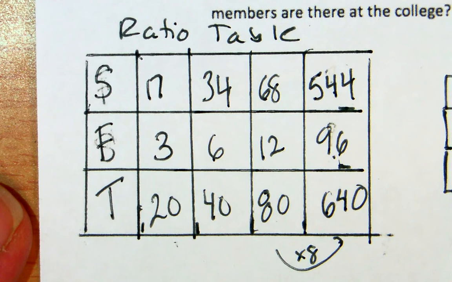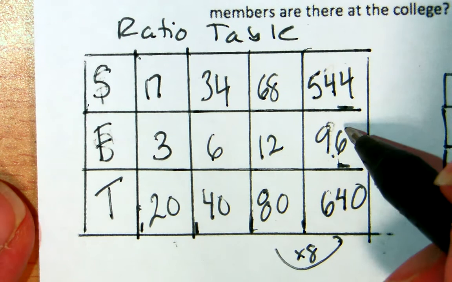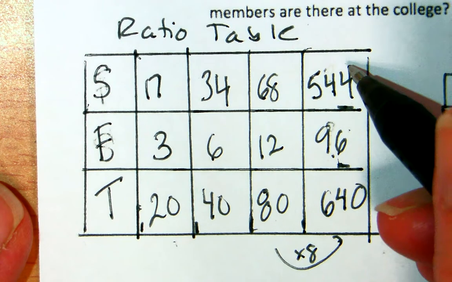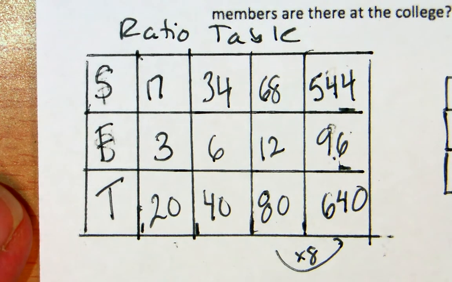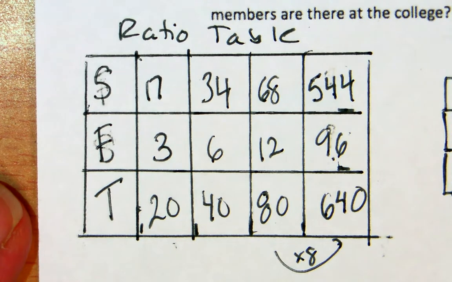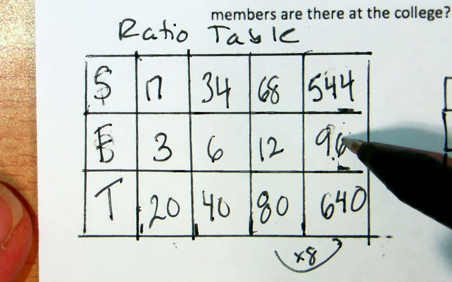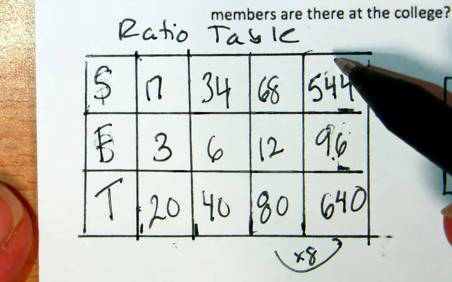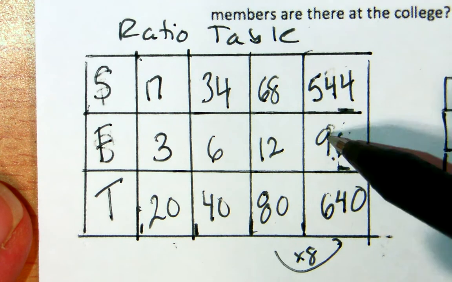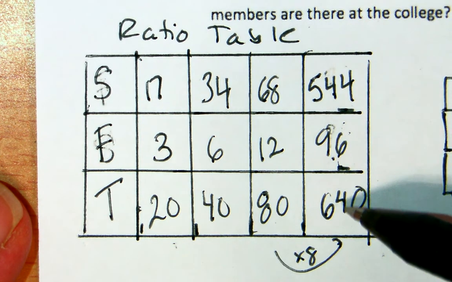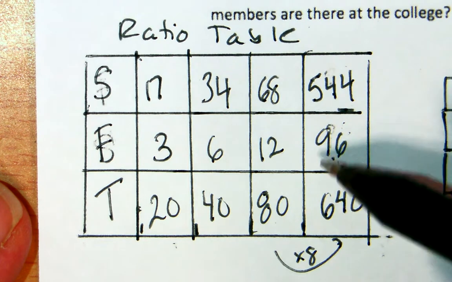How many students, how many faculty? There are 96 faculty members at the college and 544 students at the college. I've answered my question. And we should check, does that give me a total of 640? Well, 4 plus 6 is 10. Carry the 1, that will give me 5 plus 9 is 14. Carry the 1, 640. Yes, it does.